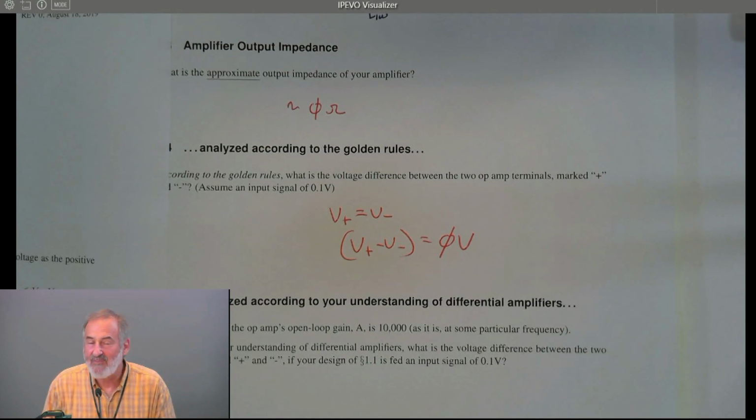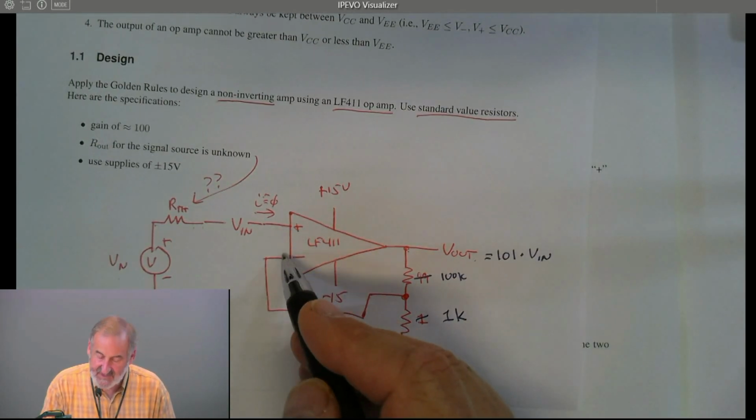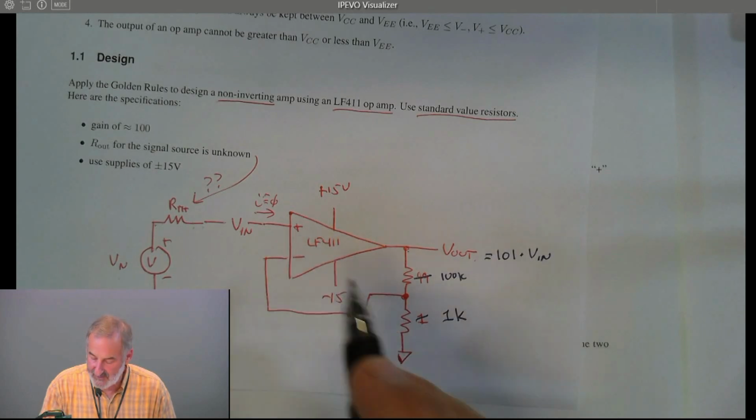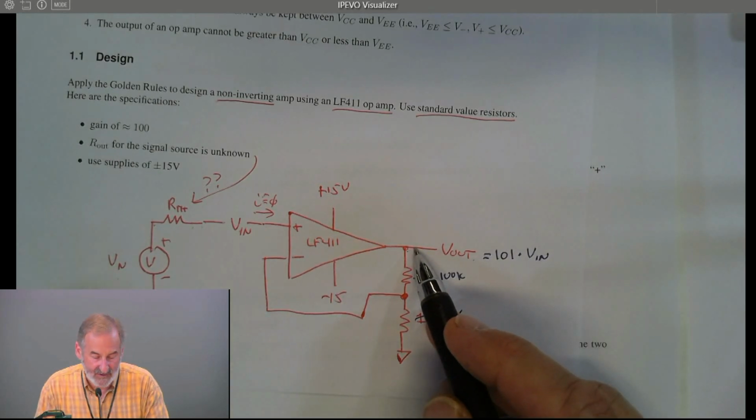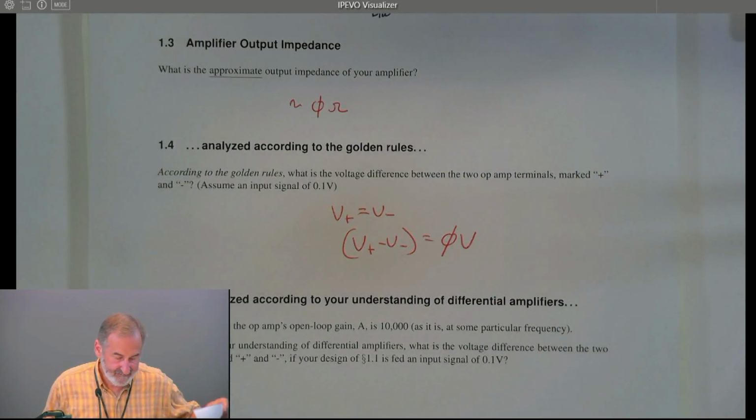Well, the output of the op amp is A times (V plus minus V minus). If V plus minus V minus is 0, it doesn't make a difference what A is, the output's going to be 0 volts. But then we wouldn't have an amplifier, because no matter what we put into it, the output would be 0 volts. The reality is that there has to be some small voltage difference between the two inputs to keep the output at the voltage we want.